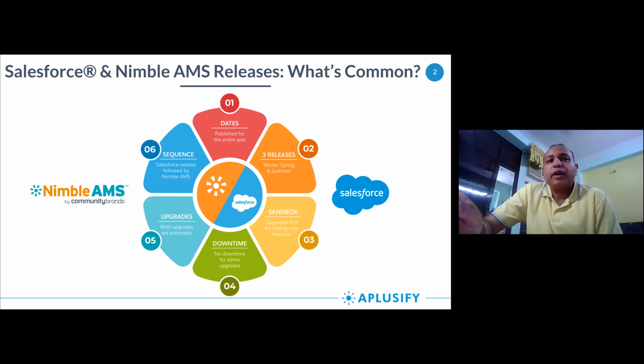Fifth, a very important point, and I think most of the users that we work with are confused: both the upgrades are automatic. You don't have any control over the upgrades. Nimble AMS as well as Salesforce do their upgrades automatically. So if you are on the winter release and they upgrade it to the spring release, that will be updated automatically. You don't have any control over it.